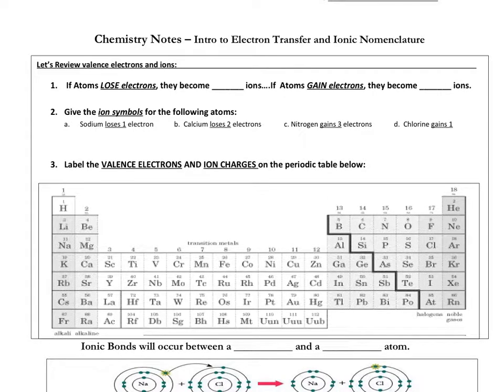All right, welcome everybody. What we're going to look at today is electron transfer, and we're going to continue talking about ionic nomenclature. So we're going to talk about how to name ionic compounds. We'll talk more, or review more, about what an ionic compound is and so forth.